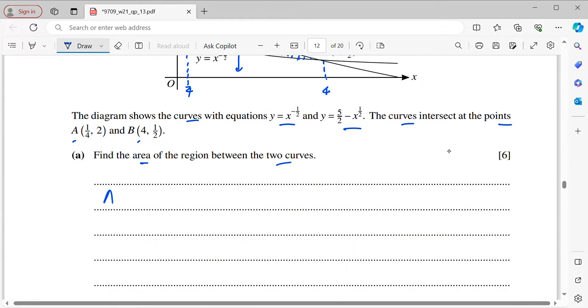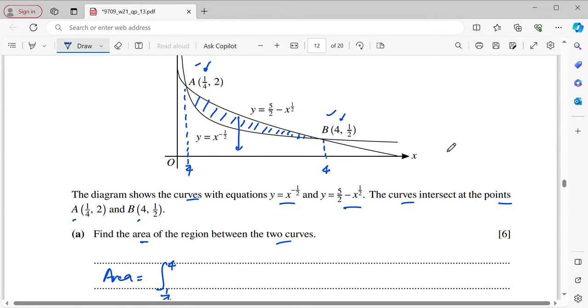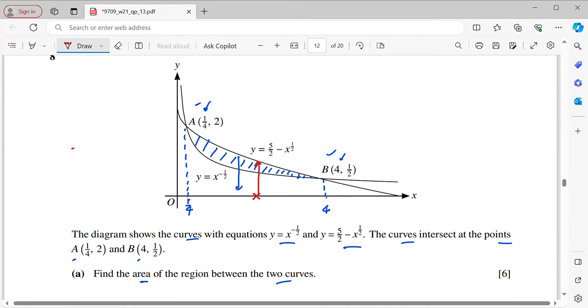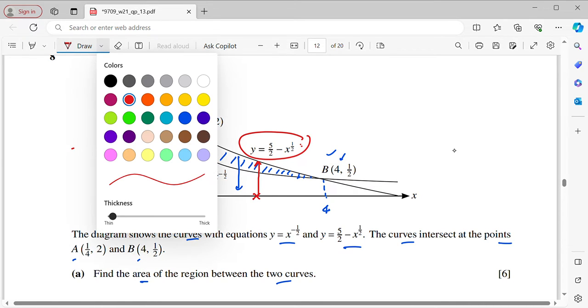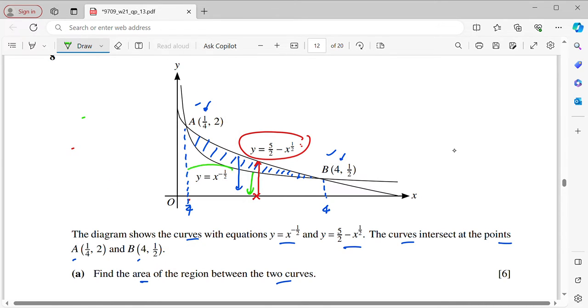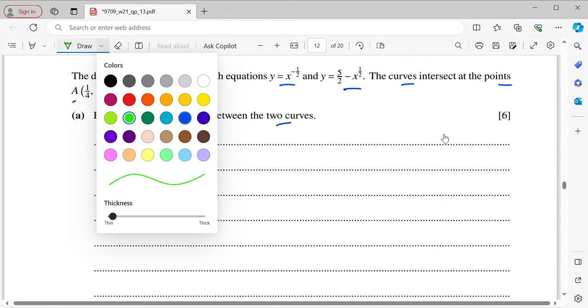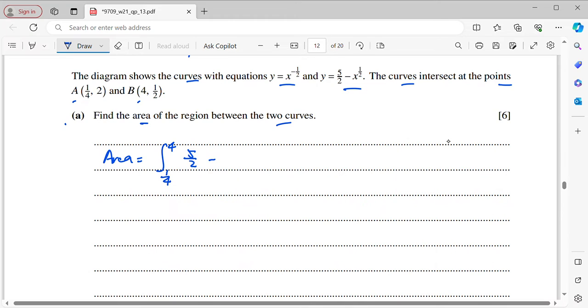So now my area equals the integral from 1 over 4 to 4. Then we always refer to the upper graph. So when you look at the graph here from 1 over 4 to 4, just pick a point here. This is the upper graph, and then you minus the lower graph. The lower graph is y equals x to the power negative half. So my calculation here should be 5 over 2 minus x to the power half, then minus x to the power negative half.